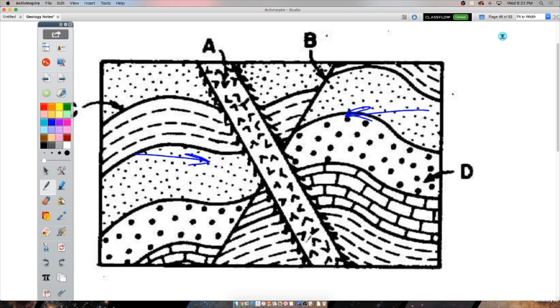So this is some magma that's worked its way, seeped its way into other layers of rock, bubbled up from below, okay, and then hardened into a new, quote unquote, layer. So A is definitely an intrusion.